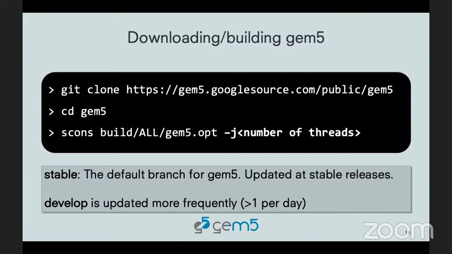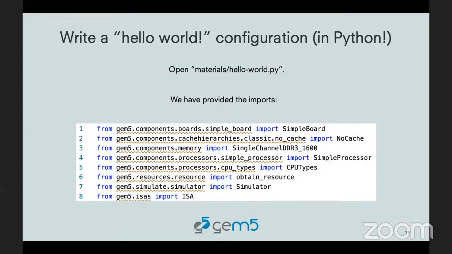We do not stop you using develop, because sometimes there's new exciting stuff that you can't wait 3 months for. So to get started, if you are in your Codespaces, you should be able to find the materials directory and then hello world dot py. I should have already provided you the import statements for what we're about to do. This is importing stuff from gem5 that we're going to incorporate into our simulated system. Some of this you should already see where we're going with, like gem5 components, memory, import, single channel DDR3 1600. Almost everything else here I'll explain.